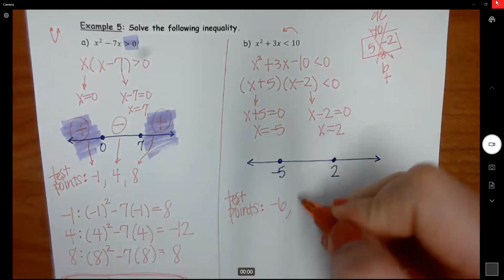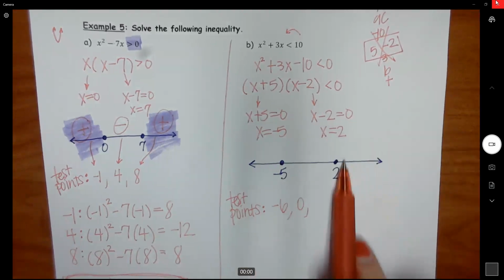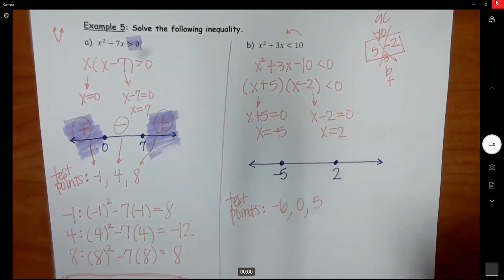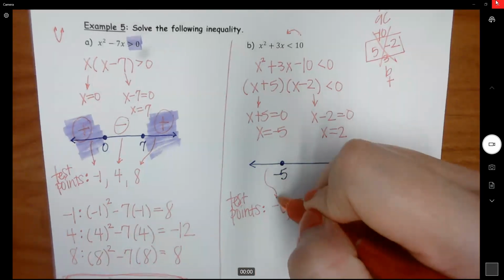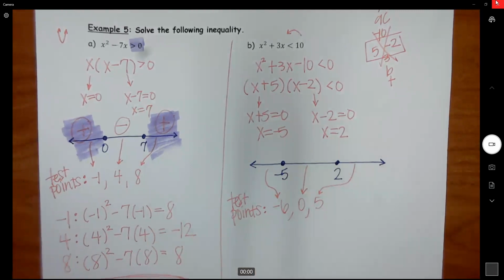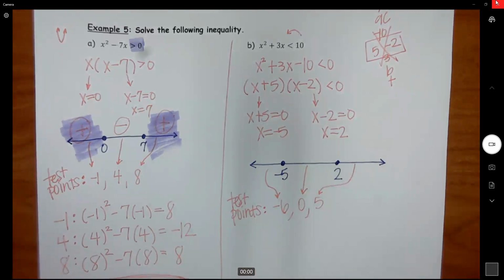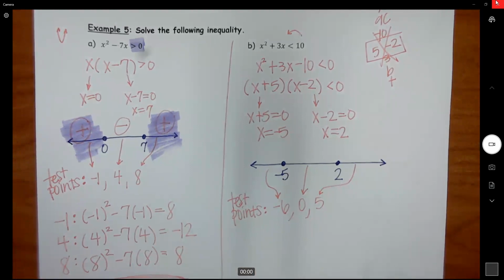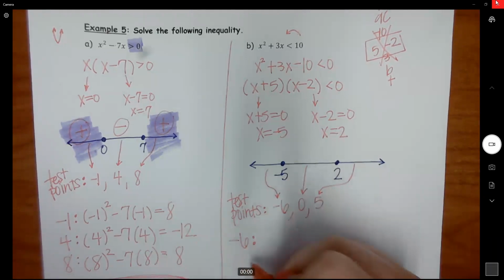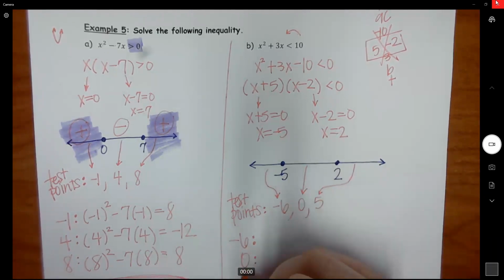I need something in between these two. If you can pick 0, always go 0. And then I need something over here. You can pick 3. 3 would be great. Let's just get crazy and go 5. So my 3 test points for my 3 intervals. I want to know, is this positive, negative, or positive? I need to know if it's positive or negative. We're going to come down here and plug these in so that we can get practice, because practice makes perfect.